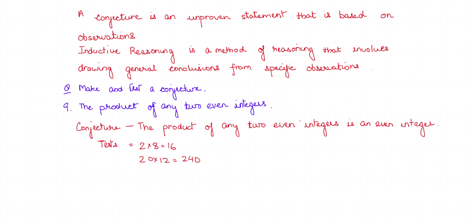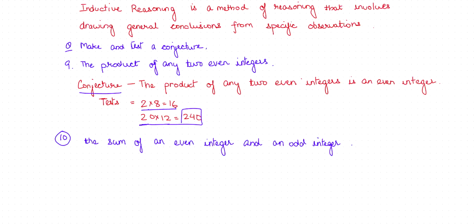The conjecture here is that the product of any two even integers is an even integer. If we do the tests, we can see 2 times 8, both are even, and the product is also even. The product of 20 and 12, which are even, is also even. Okay, let's do the next problem.